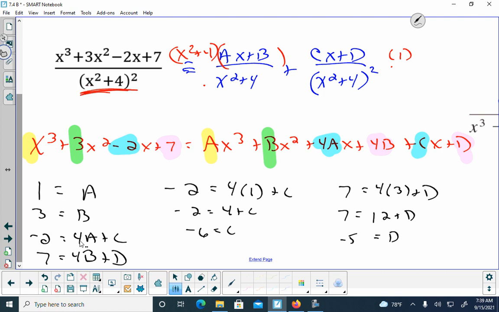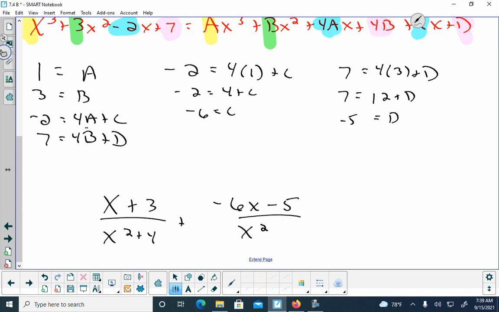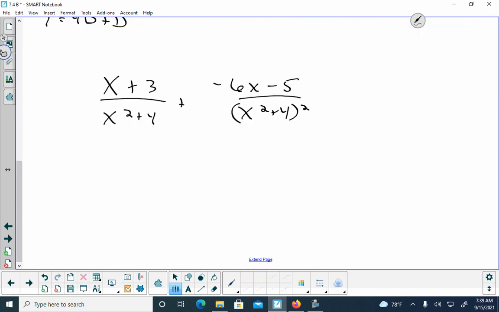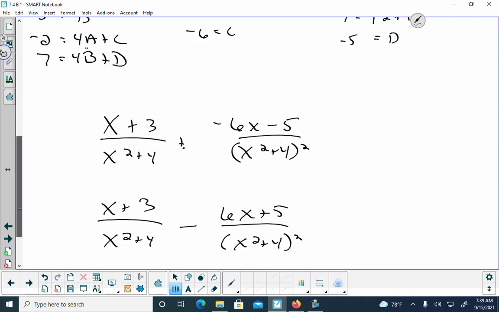And then substituting back in, I'm going to have (ax + b)/(x² + 4) + (cx + d)/(x² + 4)². You can see the answer that way, or you may see it if I change this to a minus and distribute the negative sign. This would be 6x plus 5. Either answer is fine. You don't have to change it if you don't want to, but that's just the other format that you're going to see.